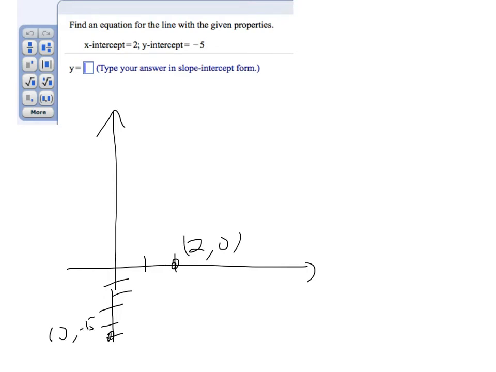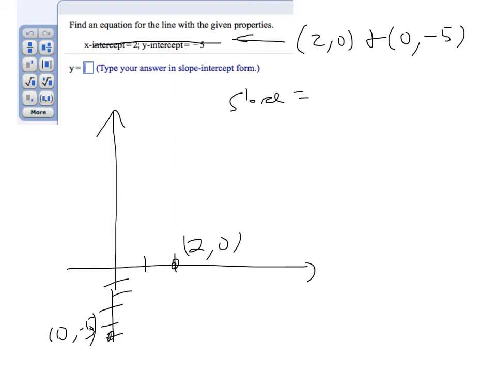So this question is not any different than any other question where you're given 2 points and you have to find the equation of the line. So if you change this to say that the line has to go through 2, 0 and 0, -5, then it should be an easy question. So the slope, you can see that the line here has a rise of 5 and a run of 2, which we could get by subtracting coordinates, but it's easy to see it if we've already drawn it.